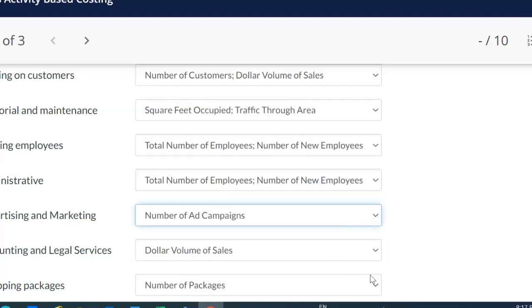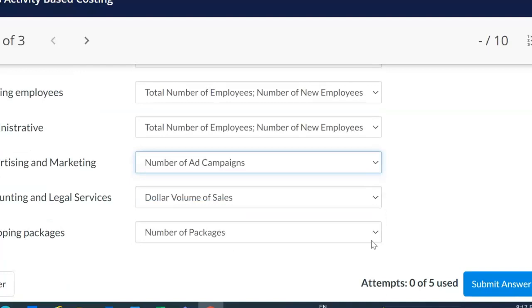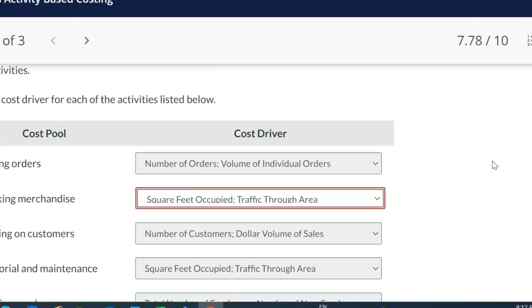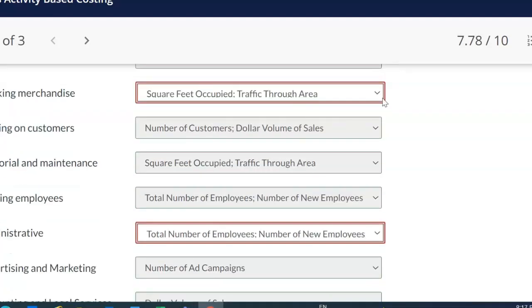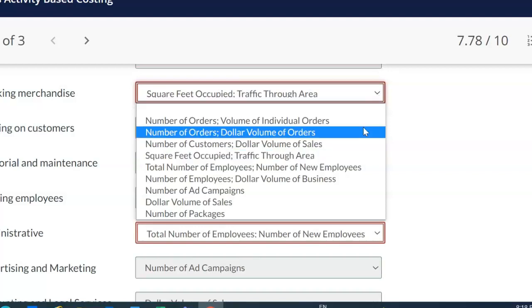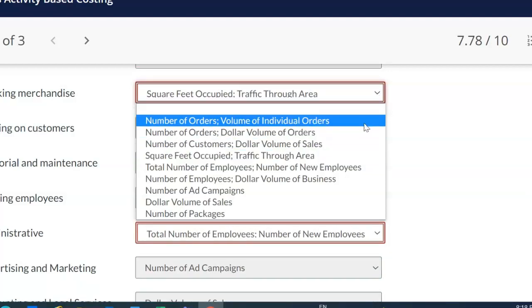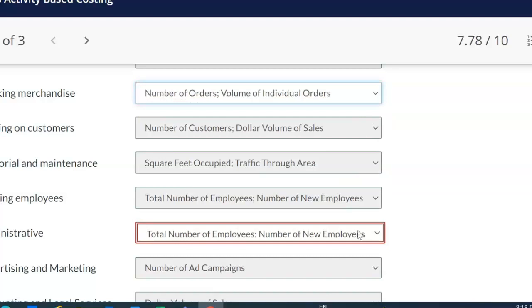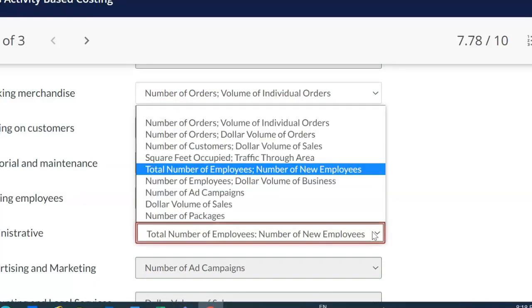Okay. Yeah, okay. And the last one, dollar number of packages, that's easy, isn't it? Okay, let's see what we got wrong. For administrative, we got it wrong. We did, that's all? What's that? Stocking. For B, it's number of orders, dollar volume of orders. For stocking merchandise, yeah. B, okay. Okay, try that. And down here, administration, we said number of employees. What's wrong with that? Oh, number of employees and dollar volume of business. Yeah, one more down. Number of employees and dollar volume of business.